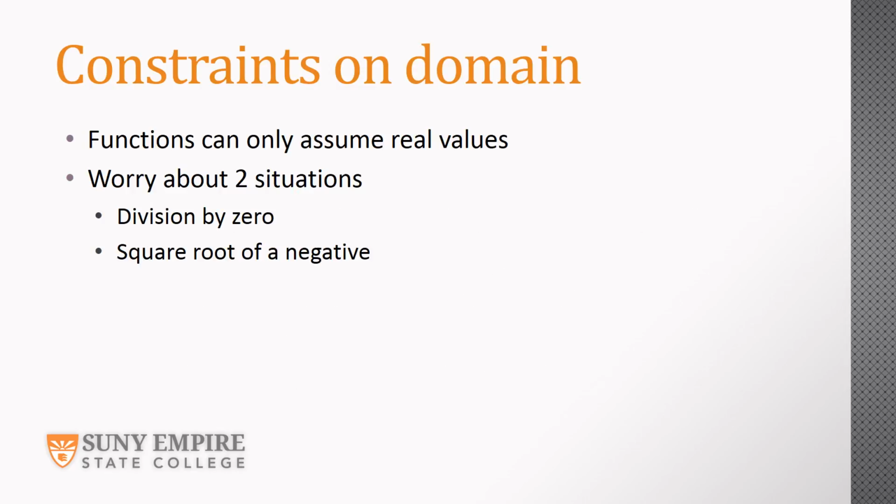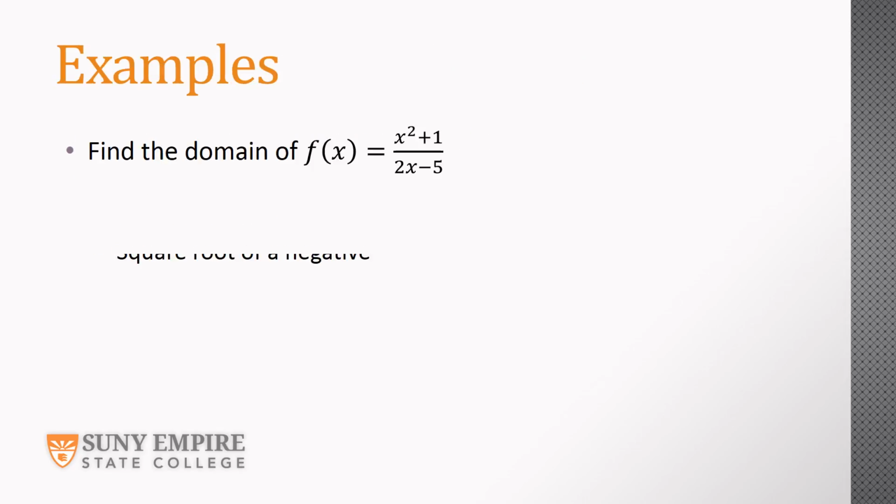Functions can only assume real, defined values. There are certain situations that result in constraints to the domain for certain functions. There are two situations to consider: division by zero, or taking the square root of a negative number. If either of these situations are possible, we must limit the domain of the function so that they do not happen. Let's look at a couple of examples.